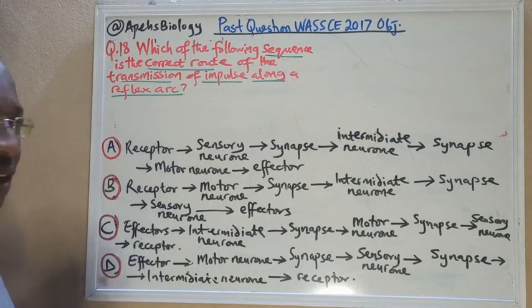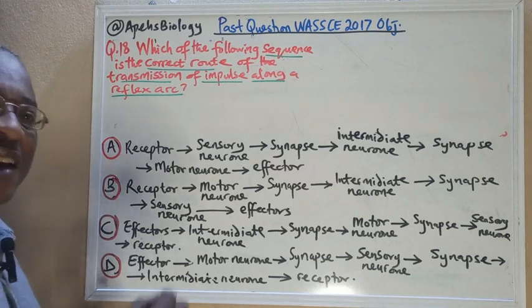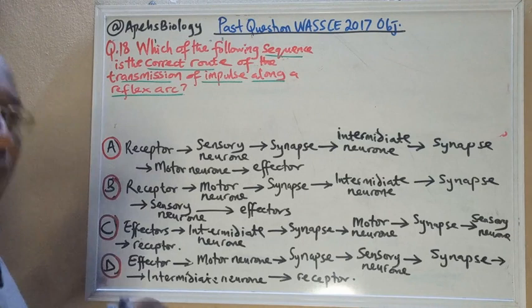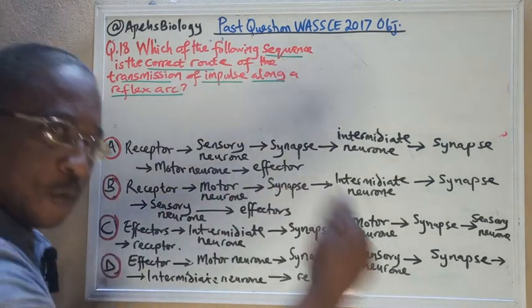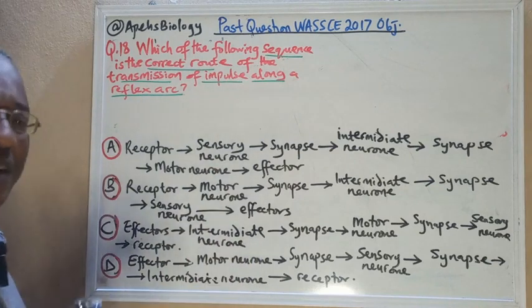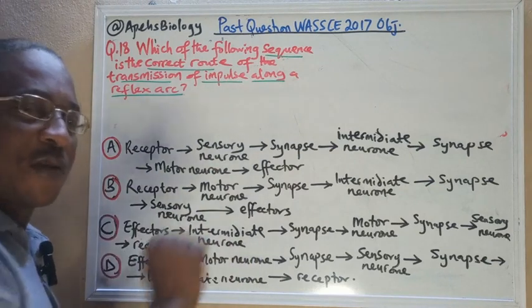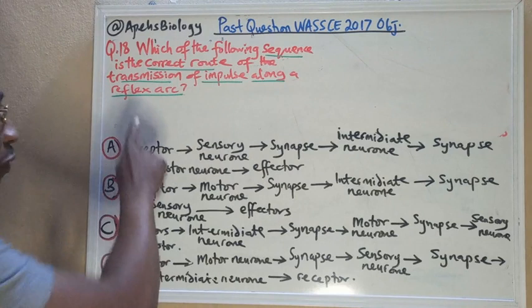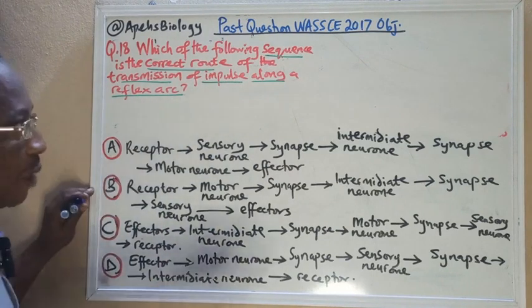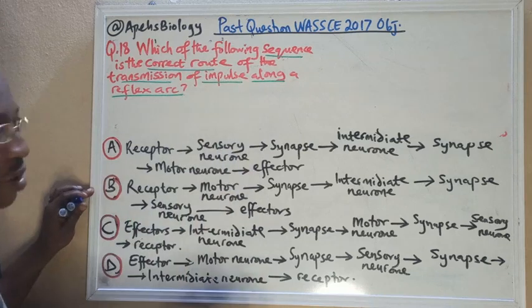Now, these reflex actions, as I said, are interpreted in the spinal cord. The pathway followed by the impulse that comes from a reflex action is called a reflex arc. So let's look at how a reflex arc should look before we can even think of answering the question.